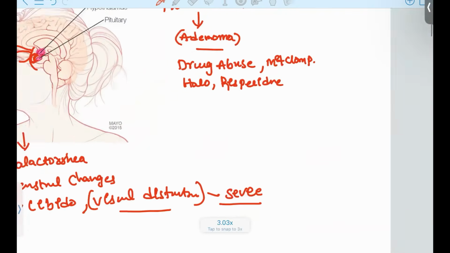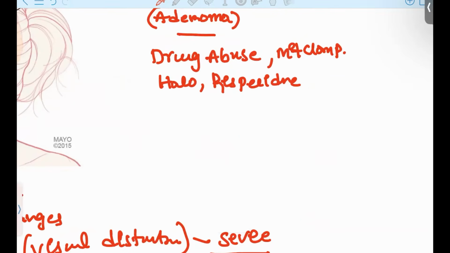Then the treatment should be, or the test should be done here. So what is the screening test for this patient? The screening test is the visual field test only. You have to check the patient's visual field test.